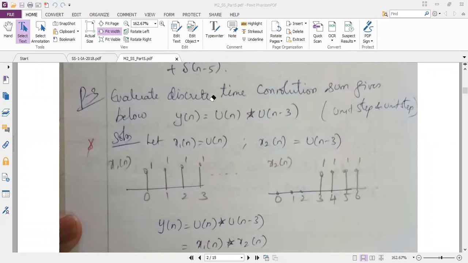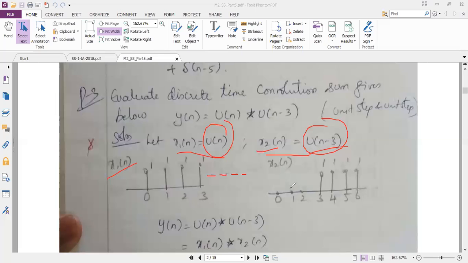Okay. So now I want you to just write this. Let x1 of n is equal to u of n, x2 of n is equal to u of n minus 3. So now you know how to draw x1 of n as per the term u of n and x2 of n as per the term u of n minus 3. All of you know how to write it, okay? So I have shown it in the diagram. X1 of n I have written, this dot dot dot is important. After n is equal to 3 also it goes up to infinity.